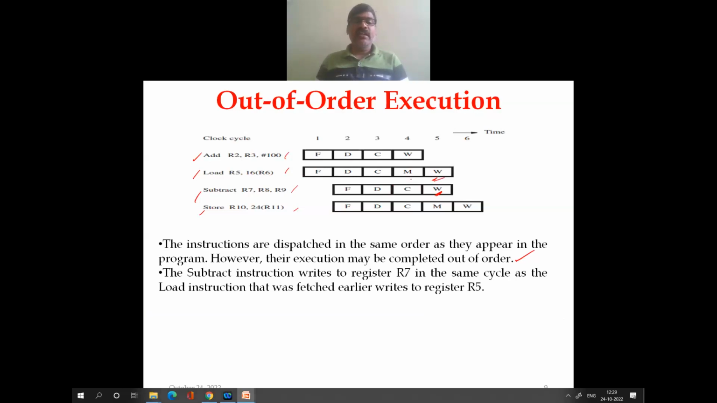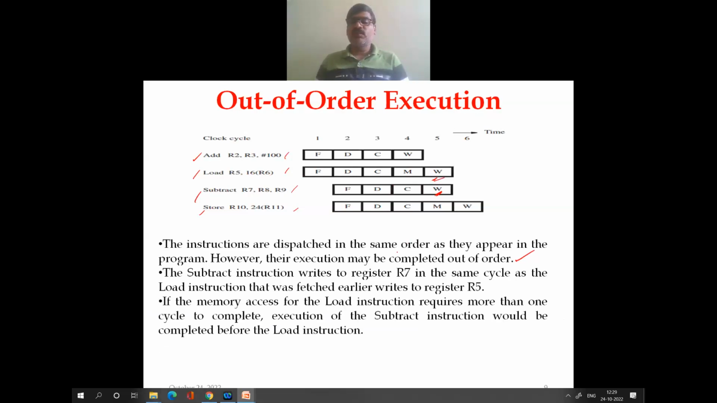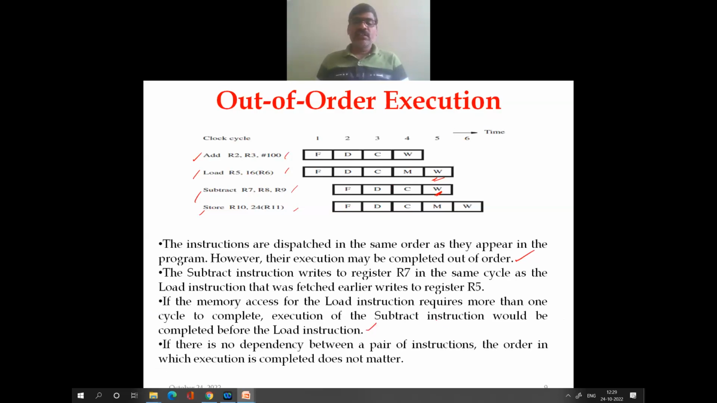Okay, so this is if the memory access for the load instruction requires more than one clock cycle to complete, the execution of the subtract instruction would be completed before the load instruction. If there is no dependency between a pair of instructions, the order in which the execution is completed does not matter, because here for this load and subtract there is no dependency between these two instructions.